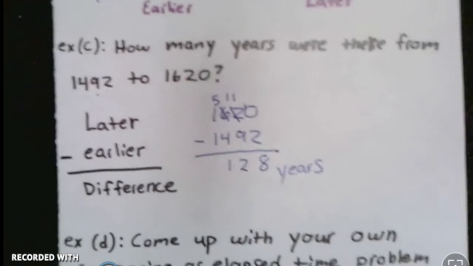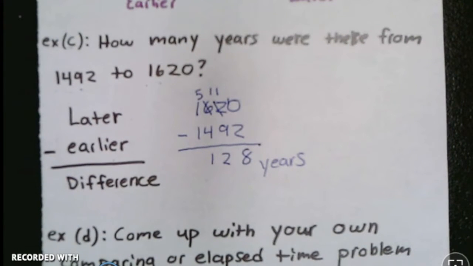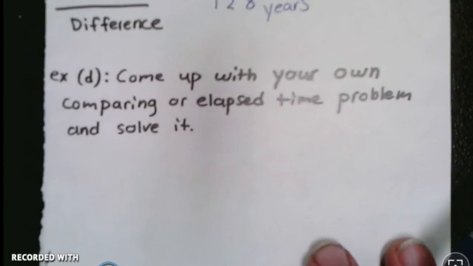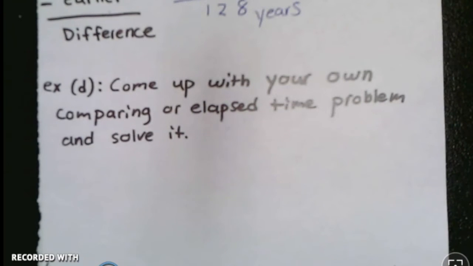These problems are really that simple. You just have to take the bigger number and subtract the smaller number from it. It's a subtraction sequence. So now what I want you to do is, here's a little challenge. For example D, I want you to come up with your own comparing or elapsed time problem and solve it. So you can use my examples as help of what they should look like, but come up with your own and solve it and bring it to class tomorrow, and we'll see what you came up with. Go ahead and get to work.